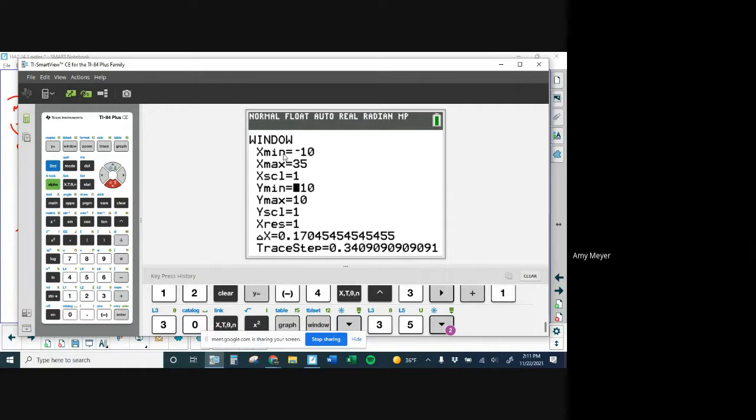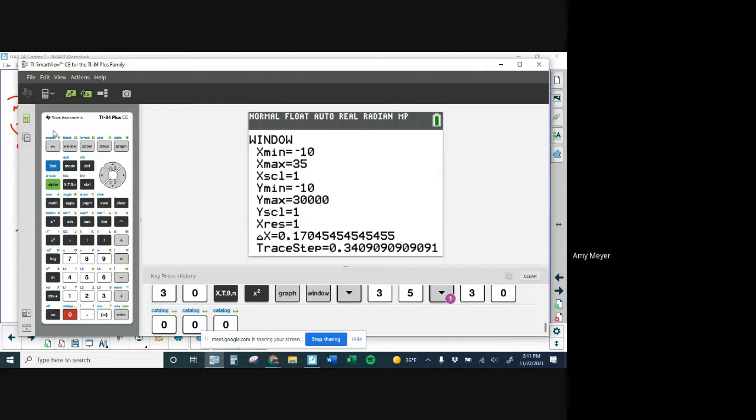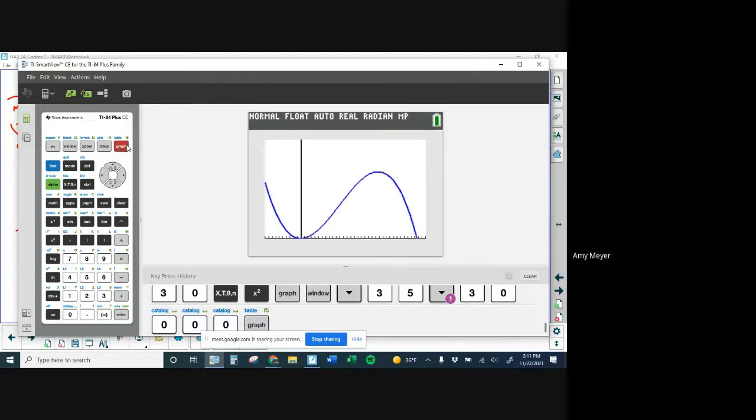For the y, again, we're not going to have negative, but I don't want my cutoff at 0. I'd like to see a little bit past that. So I'm going to go with negative 10 to 30,000. Now hit graph. I see negatives. Just know those don't make sense with the problem. You're not going to have a negative width or a negative volume.